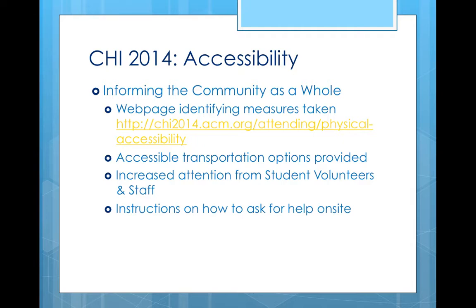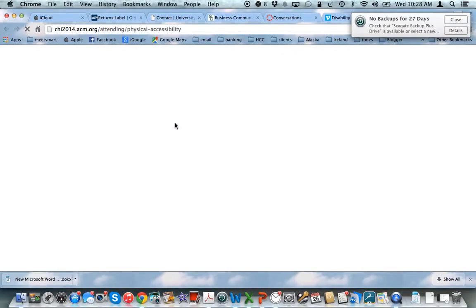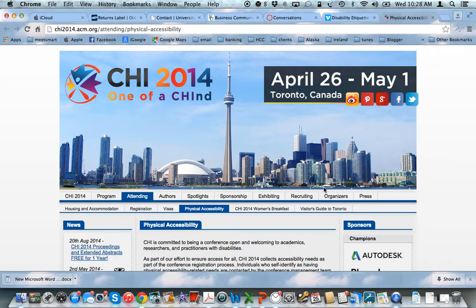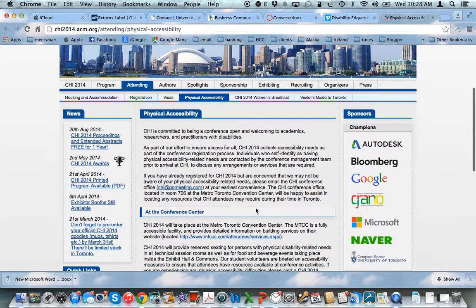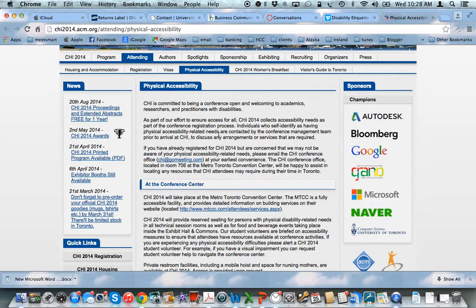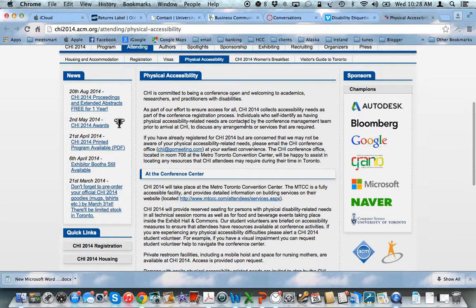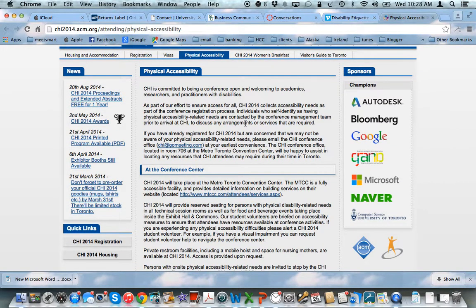The second part of this is the conference chairs really wanted to inform the community as a whole about what was being done to handle folks with accessibility challenges. And so we actually made a special page on the website itself, which is right here. And it says, we are committed to being a conference open and welcoming to academics, researchers, and practitioners with disabilities.